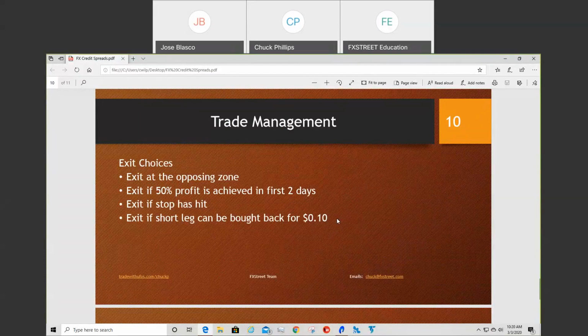And now I just let that long one run, because who knows? There might be a tweet or a natural disaster, or the central banks change their minds, whatever, and it drops. And now you can make money on the long leg too. But that's not typically what I like to do, because it ties up your margin, ties up your money.